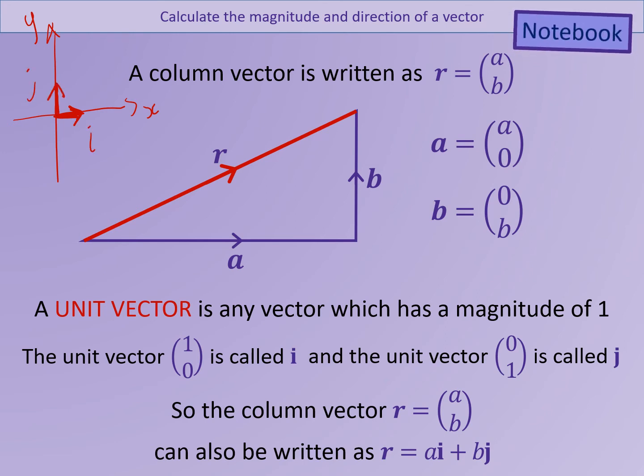Now this i has a length of 1 and j also has a length of 1, and we can use this to denote our original column vector r in a different way in terms of i's and j's. So we can say r can be written in this form as a column vector, or it can be written in this form where it tells us how far to go across in the i direction and how far to go across in the j direction.